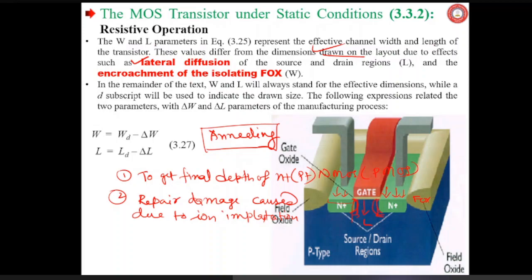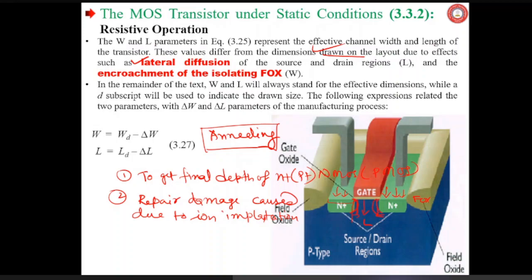So the length and width when fabricated are different from the length and width that you draw. Drawn length and fabricated length are different. So henceforth, the effective length is going to be used here. The following expression relates the parameters W, delta W and delta L, which are parameters of the manufacturing process. How much lateral diffusion will occur, or how much field oxide will penetrate or encroach, that depends on the process.